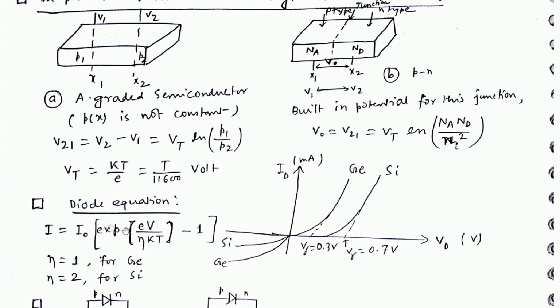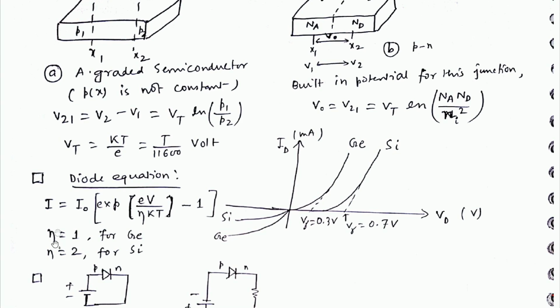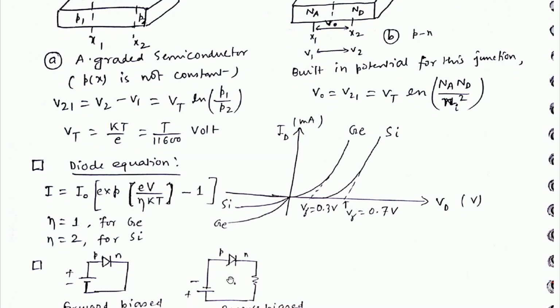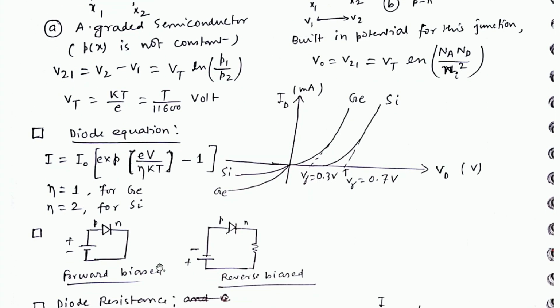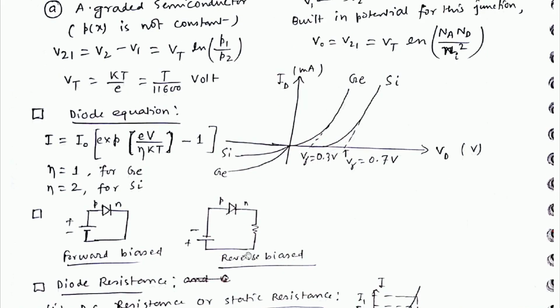This is the diode equation: I equals I naught into exponential eV by eta kT minus 1. This is for germanium and silicon, and the cut-in voltage for germanium is 0.3 volt and for silicon it's 0.7 volt. Eta means ideality factor, equals 1 for germanium and eta equals 2 for silicon. This is forward bias, this is reverse bias.